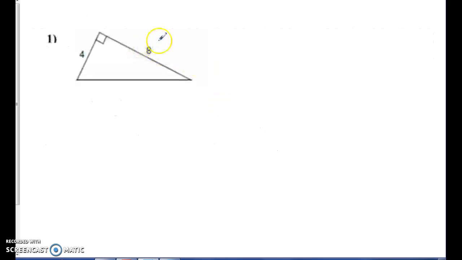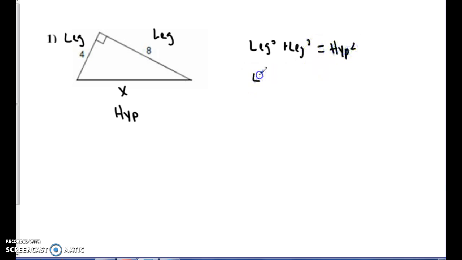In this case, it looks like I have two legs, and then this side is my hypotenuse. So I do not know what my hypotenuse is. I know leg squared plus leg squared equals hypotenuse squared. So I'm going to do 4 squared plus 8 squared equals x squared. So I got 16 plus 64 equals x squared. So I got 80 equals x squared.